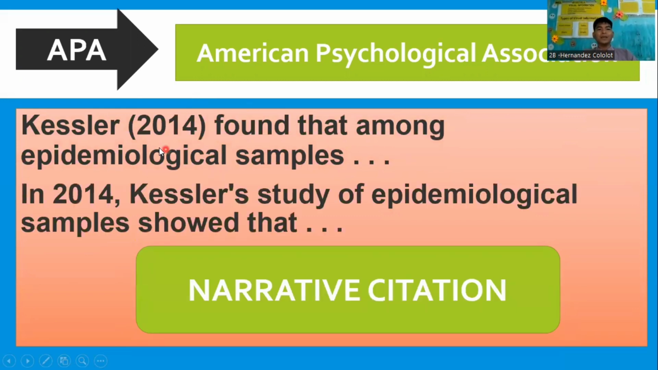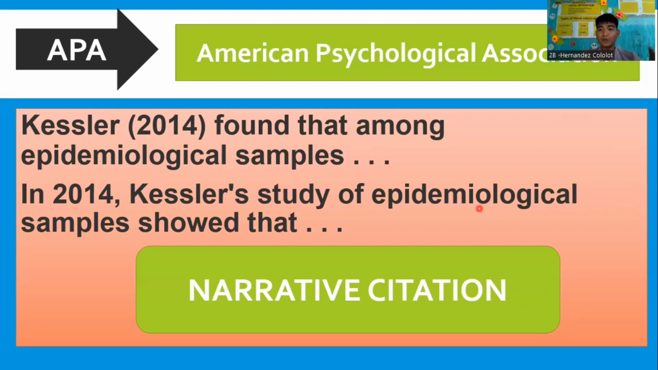Okay, so here, when you use a parenthesis, it looks like this. The first example shows a parenthesis. Kessler, 2014, found that among epidemiological samples... and the ellipsis means there are succeeding ideas and information which is connected to this. Next, this is actually a narrative citation without the parenthesis. In 2014, Kessler's study of epidemiology samples showed that... then ellipsis. So this is the difference between narrative and parenthetical citation using APA.